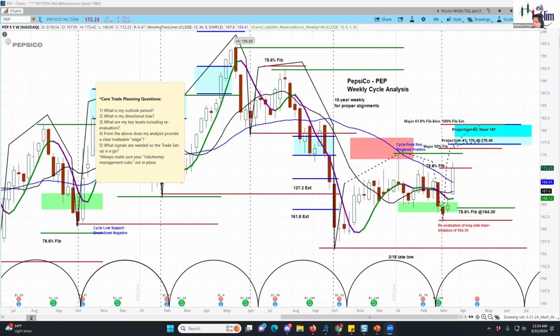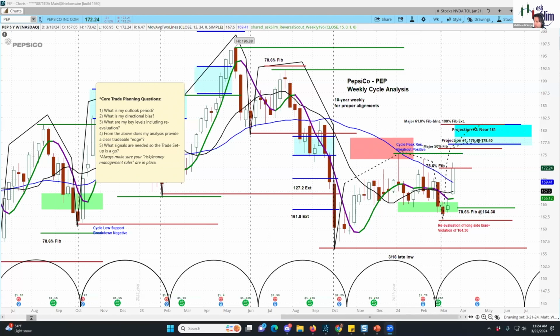And then once you've done that analysis and you've come to some of the evidence, does it show you that you have a clear and tradable edge? Once you have your edge, then you want to be able to determine what your signals are going to be so that trade setup is a go and you have no hesitation or reservation. Your money management rules are in place and you execute.